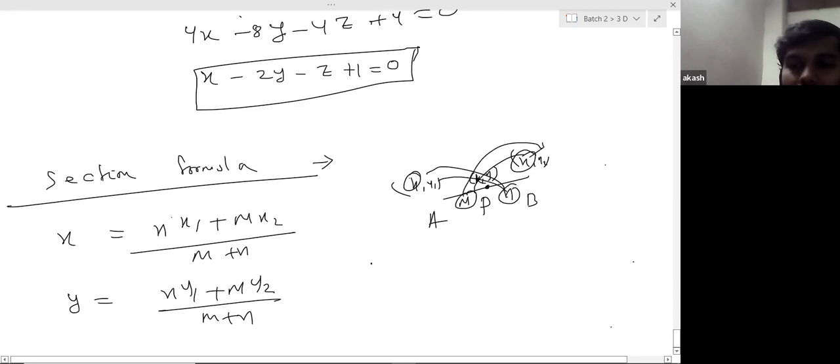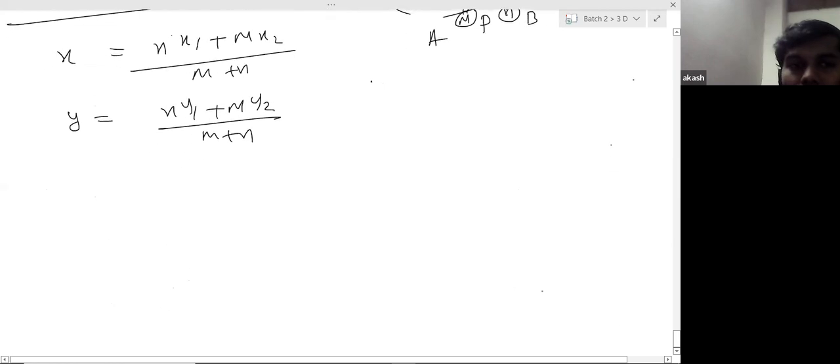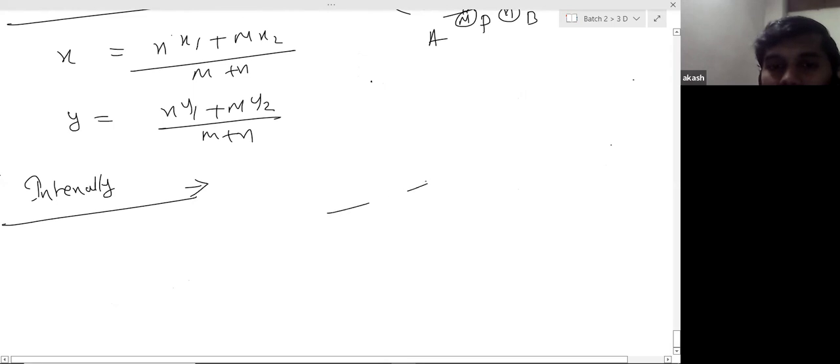And in 3D also, that is the same formula, right? First thing is internally. What that means is, if the division is internal, and what internal means, if this is the line AB, then the point dividing this line is inside AB. All right, inside the line segment AB.